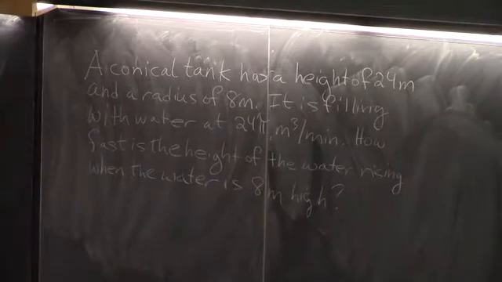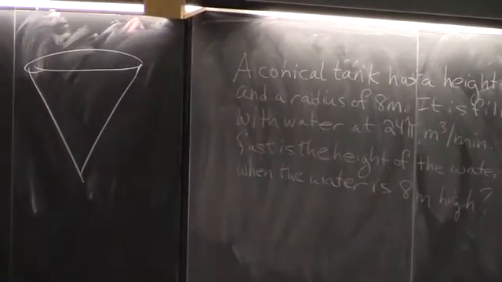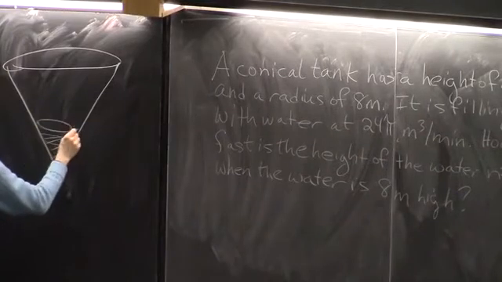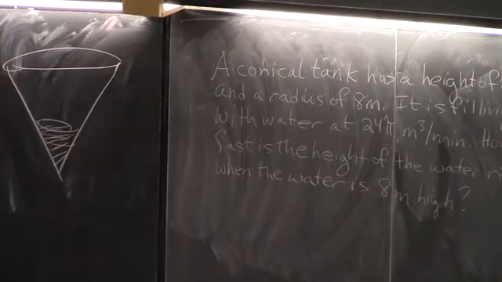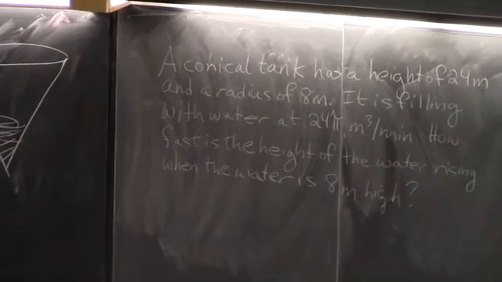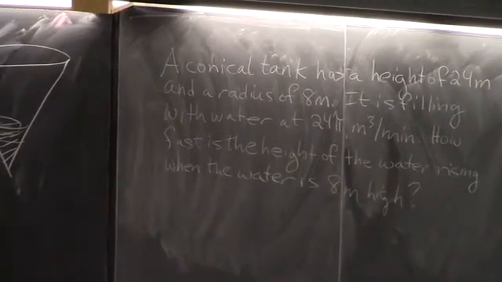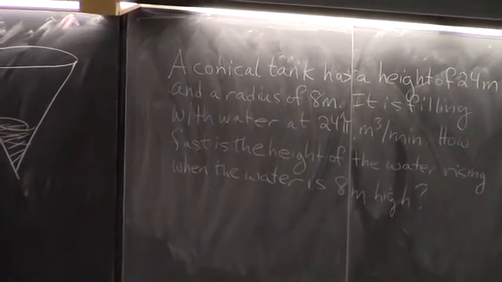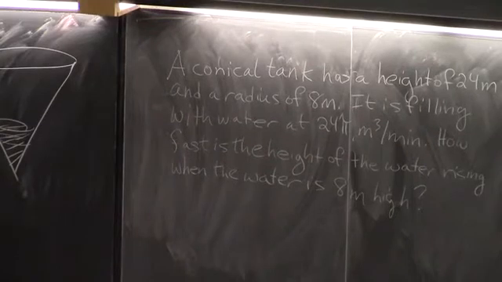Okay, a conical tank, a tank shaped like a cone, is filling with water. So the water is coming in. And the height of the tank is 24 meters, and the radius of the tank is 8 meters. And it is filling at 24 pi cubic meters per minute. That's fast, by the way. You wouldn't want to be in there. How fast is the height of the water rising when the water is 8 meters high?